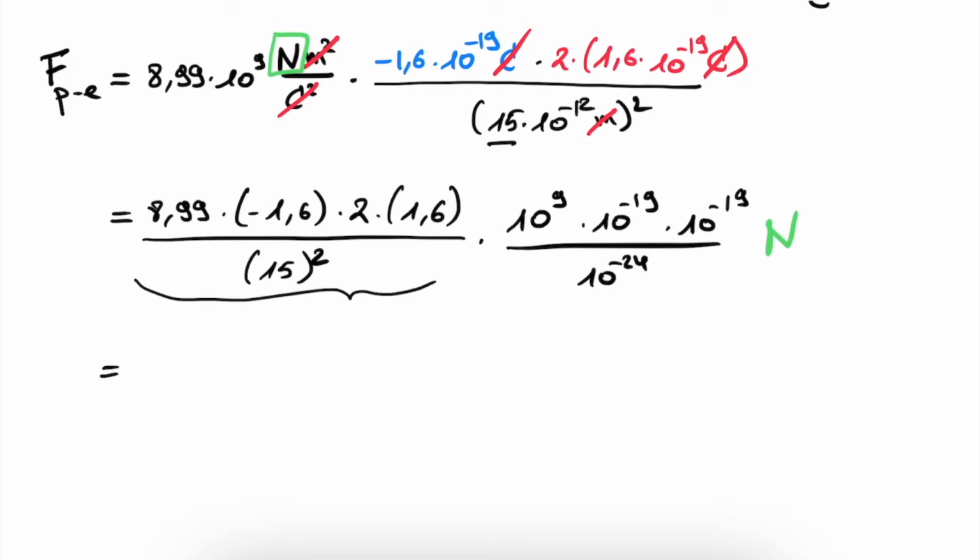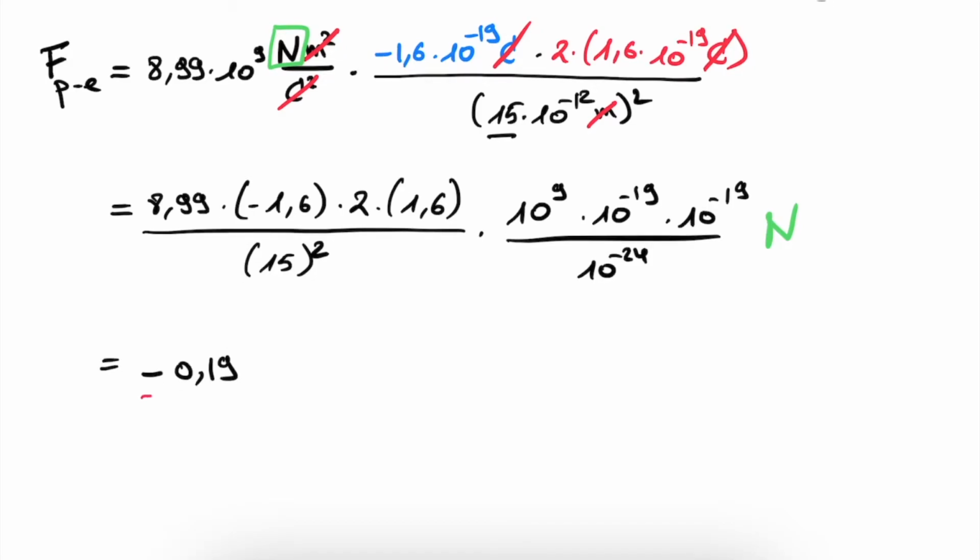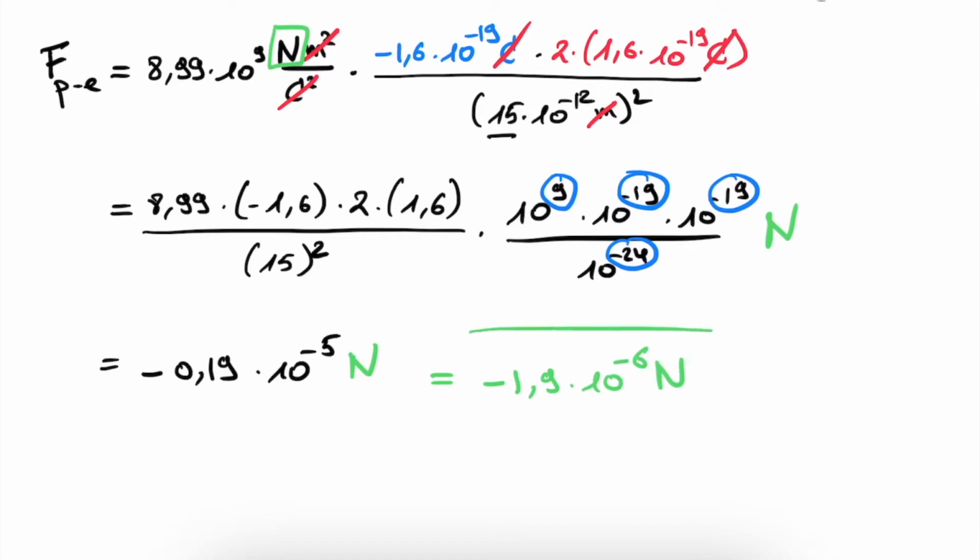This first term turns out to be minus 0.19. And we already see here that a minus sign pops up, which indicates that we're dealing with an attractive force. And then looking at the term with the powers of 10, we can again use the property of exponents. So we get 9 minus 19 minus 19 plus 24, which is minus 5. So we get times 10 to the power of minus 5 Newton, which can again be rewritten as being minus 1.9 times 10 to the power of minus 6 Newton. And this is, as we can see, an attractive force because we have a minus sign in front of it.